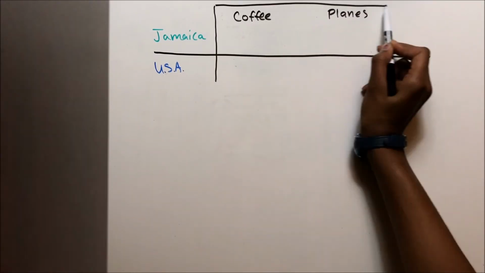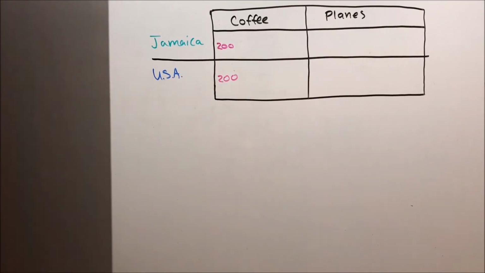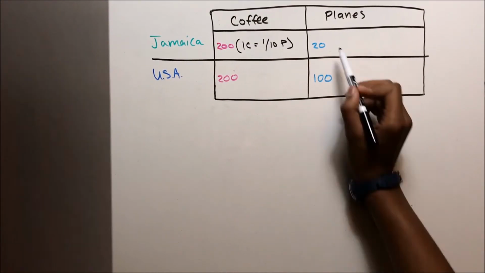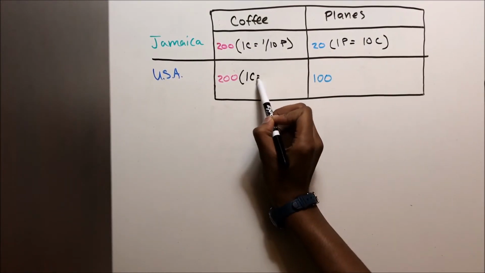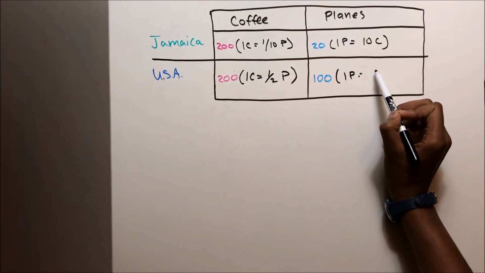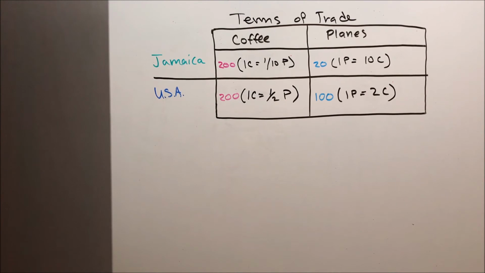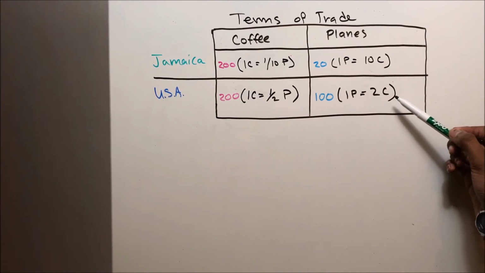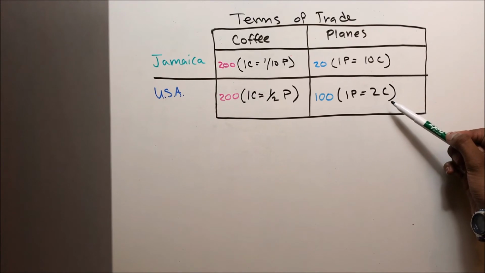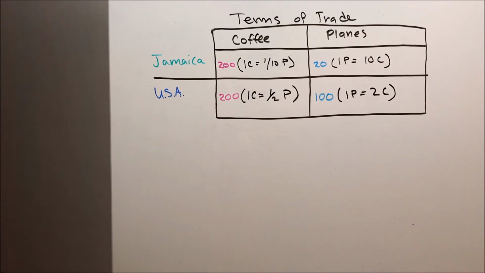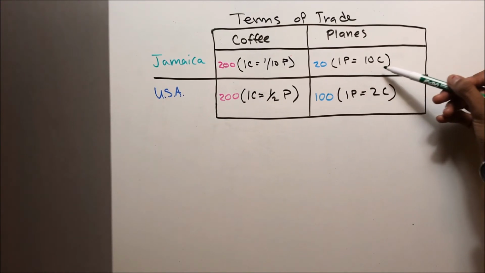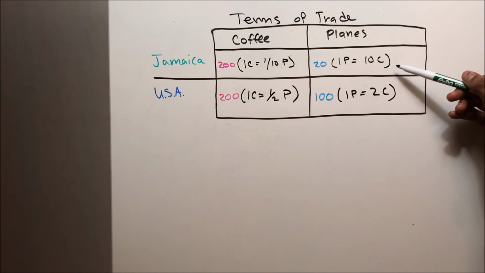When setting up a terms of trade chart, you fill in the amount each country can produce in the columns. Next to each item, you find the opportunity cost. The terms of trade are the agreed upon conditions that would benefit both countries. You can choose to look at either column. Since the planes column has nice whole numbers, we'll evaluate that side. We need to find a ratio of planes to bags of coffee that will benefit both countries.